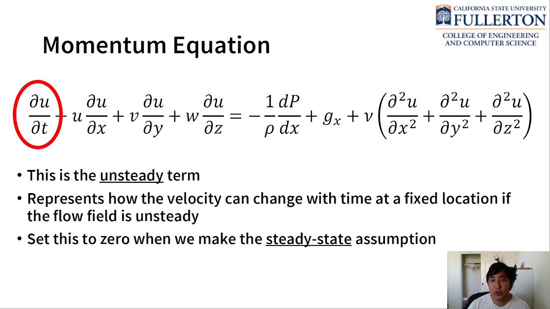If you compare this to all the other terms in the equation, this is the only one that has a time derivative. What this represents is the fact that the velocity can change at a fixed location if the flow field is unsteady. Okay. But oftentimes in our analysis, we're going to set this term equal to 0 because we're going to make a steady state assumption.